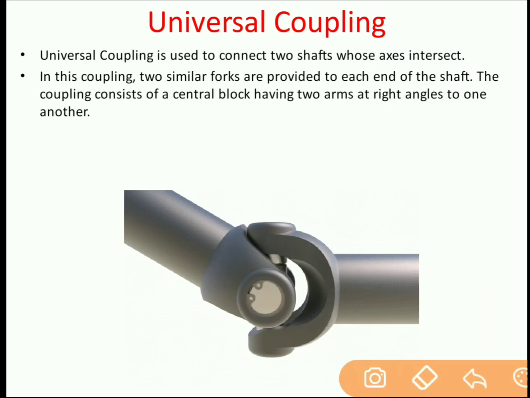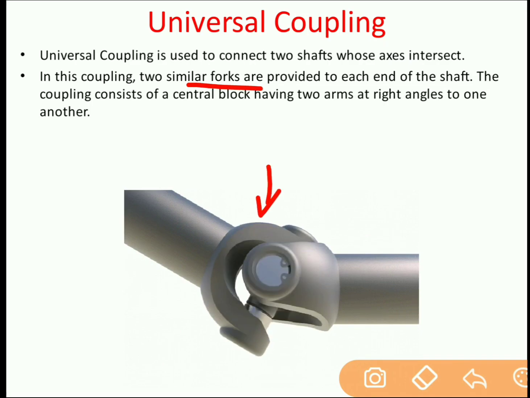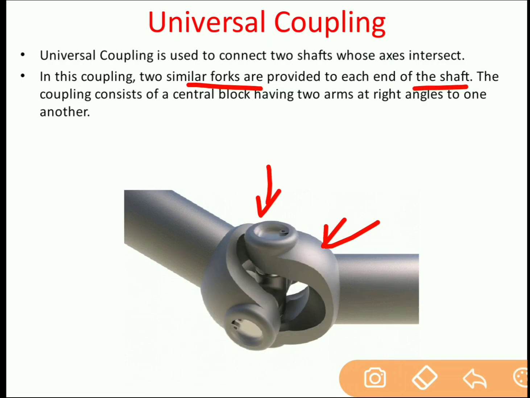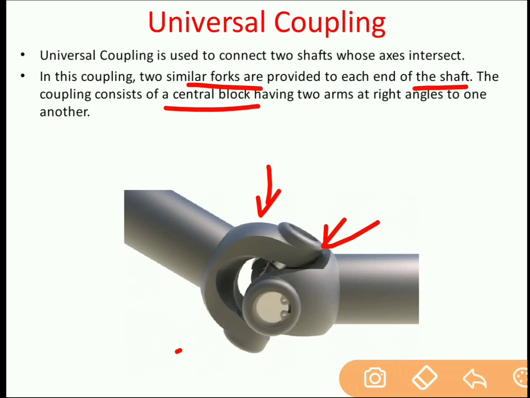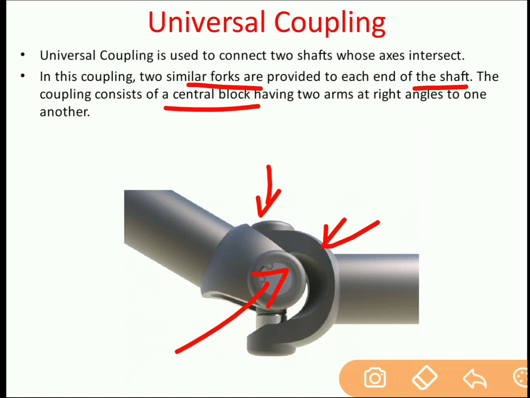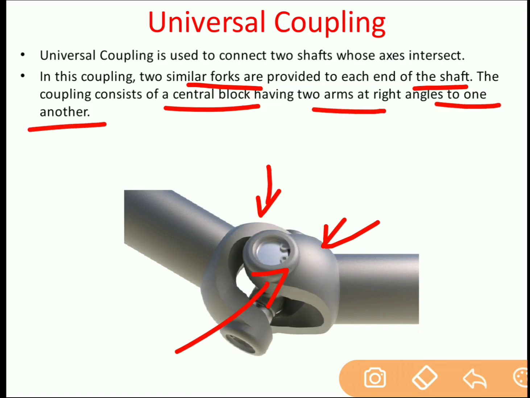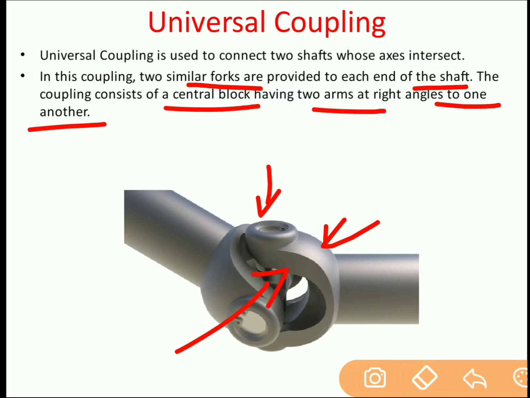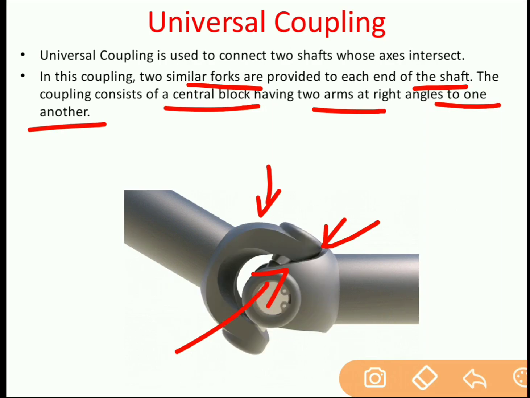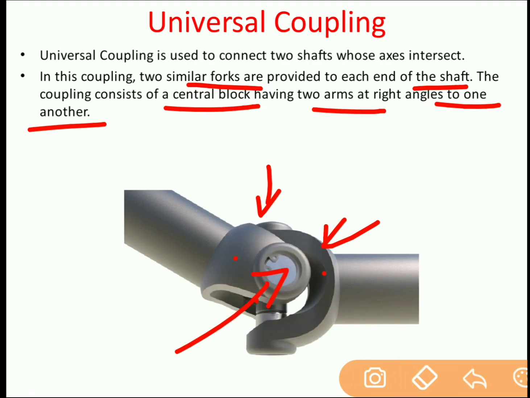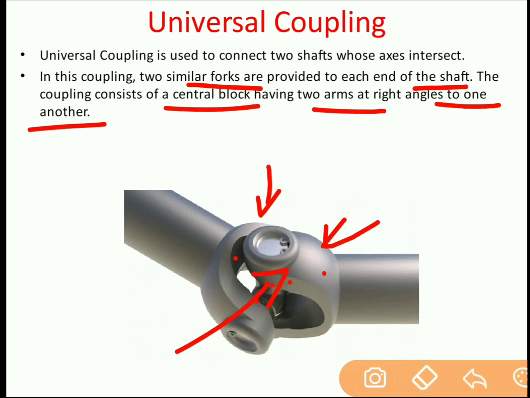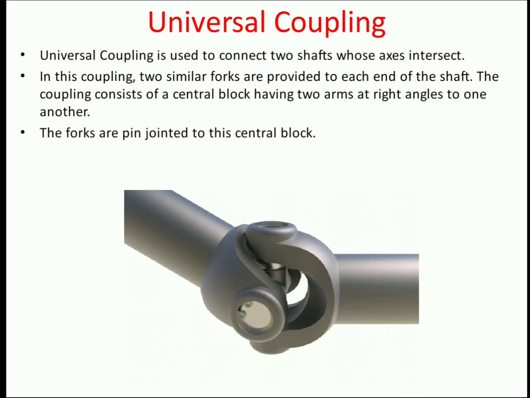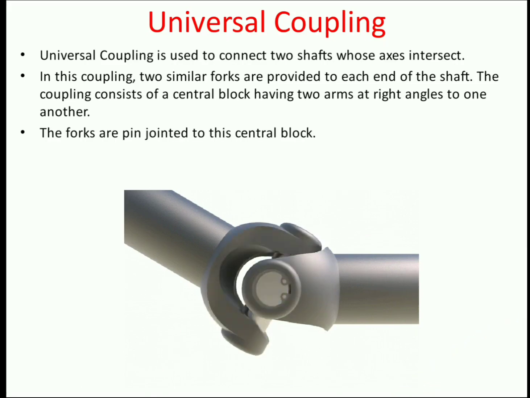In this coupling, two similar forks, this is fork 1 and fork 2, are provided at the end of each shaft. The coupling consists of central block. There is one central block over here having two arms at right angle to one another. So this coupling consists of two forks, fork A and fork B, and in between these two forks there is a central block having two arms at right angle to each other. The forks are pin joined to this central block.